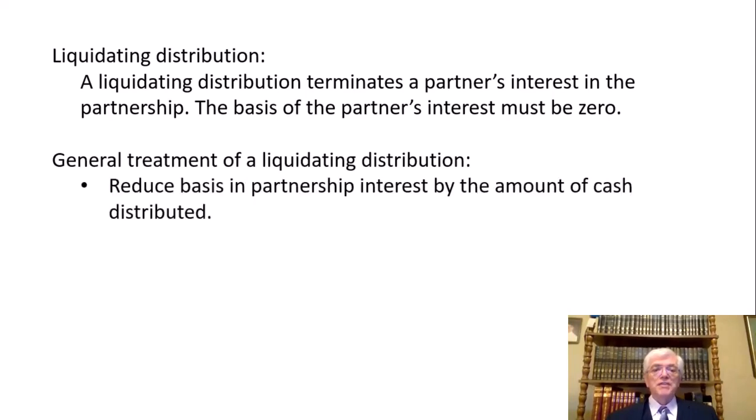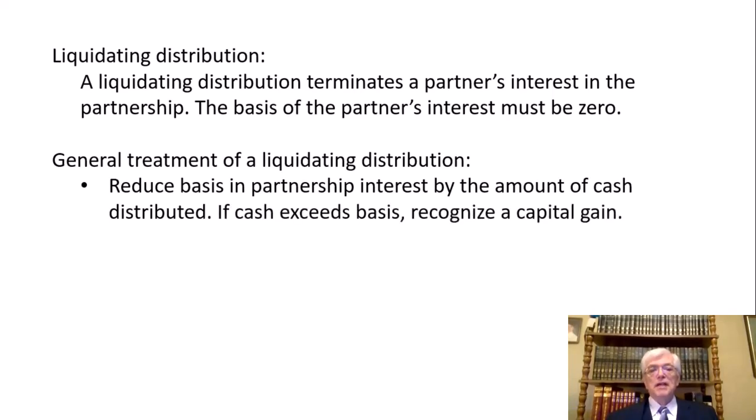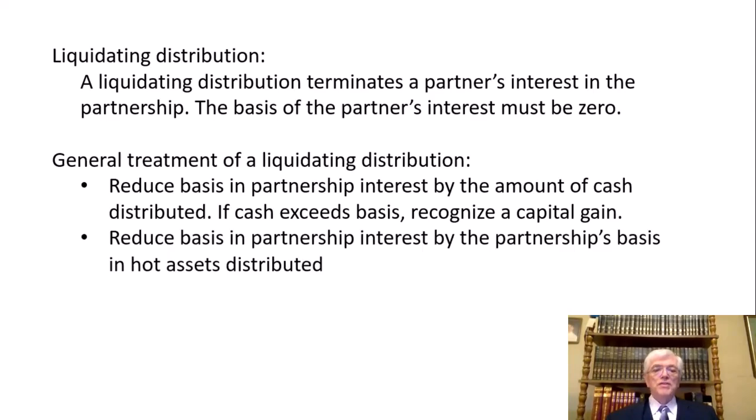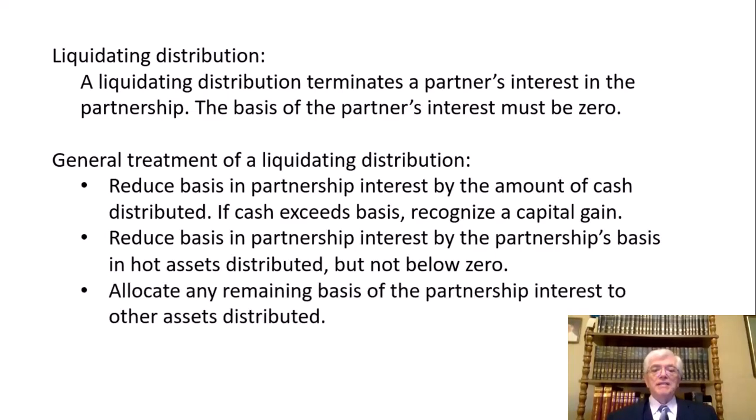General treatment of a liquidating distribution: reduce the basis in the partnership interest by the amount of the cash distributed. If cash exceeds basis, you're at zero then. Recognize a capital gain to make sure the basis doesn't go negative. Reduce the basis in the partnership interest by the partnership's basis in the hot assets distributed, but again, not below zero. Any remaining basis is allocated to other assets distributed, if any. If there are no other assets distributed, then the partner will recognize a loss because you've got to get that basis to zero.